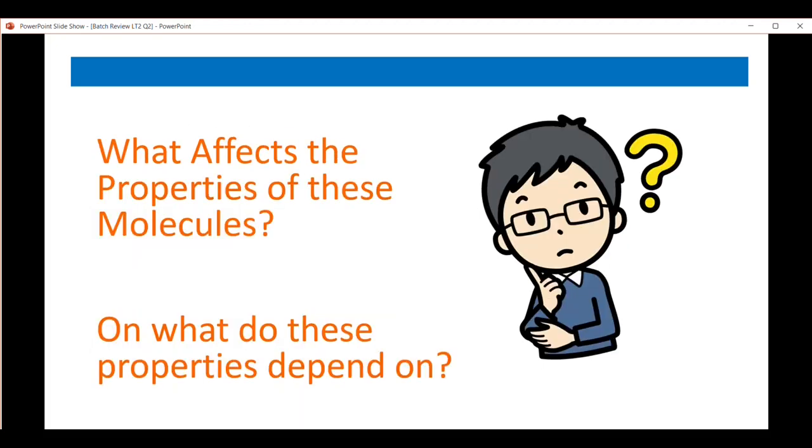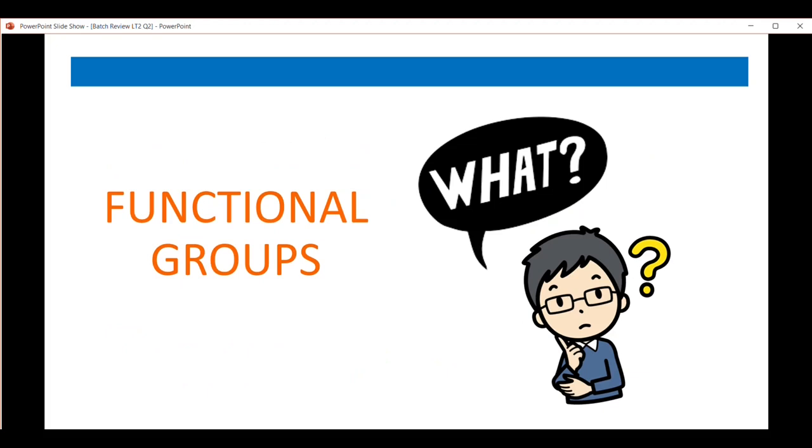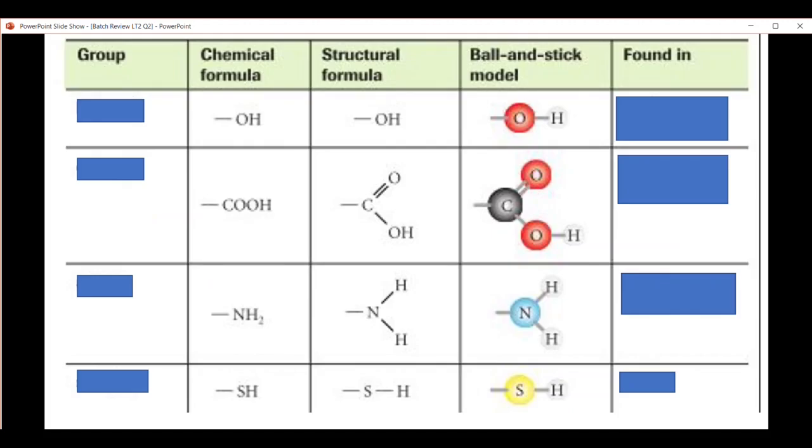Okay, another question: what affects the properties of these molecules? You know this. The answer to this is functional groups. And of course, you have to remember or be familiar with the different kinds of functional groups and their structure and some examples. So let's just try to remember these functional groups. If you're given OH, the structural formula is OH, and the ball and stick model will look like this.